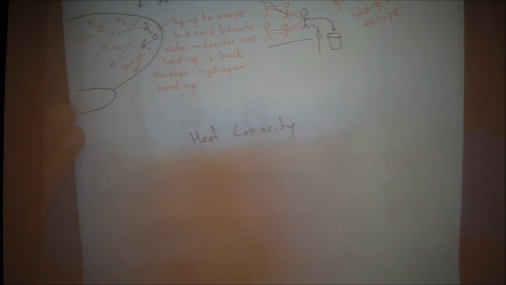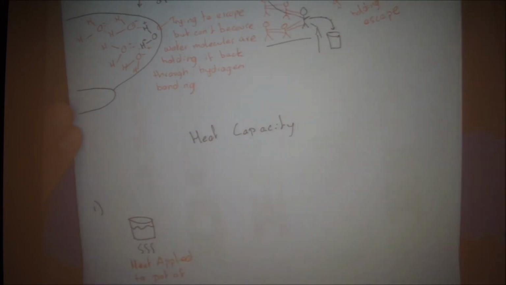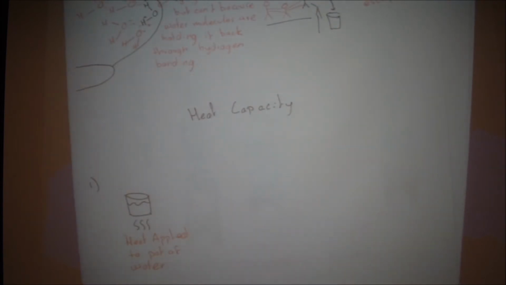Cool. So heat capacity. Heat capacity is very straightforward. Step one, right? We're going to have a pot of water, and there's heat applied to the pot of water. Now what's happening to this pot of water is now all of these water molecules are getting heated up, right? And the hydrogen bonds between them are basically, there's a lot of energy being put into them, and now they want to break apart. Now what happens when you start to heat up water and the water molecules try to escape, right? What do we call that event?